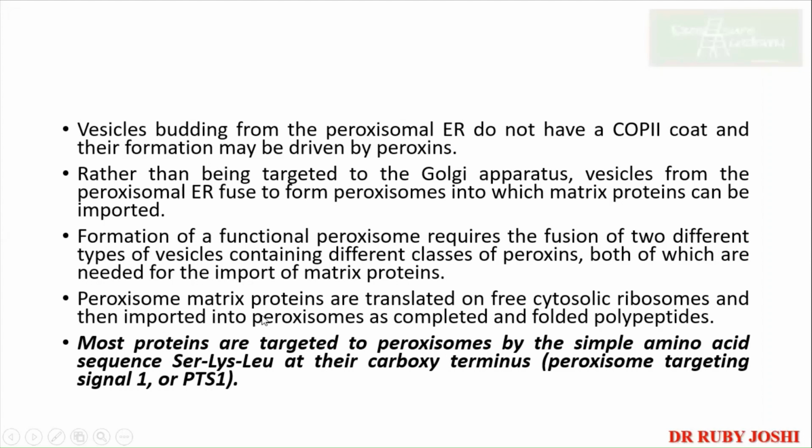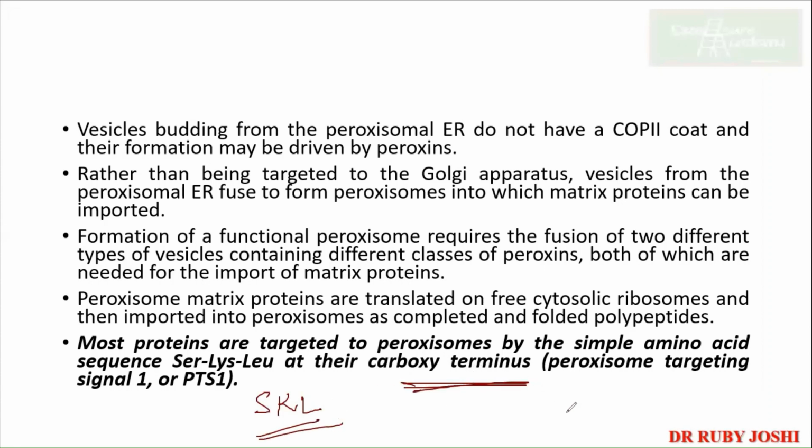Now, peroxisome matrix proteins are translated on free cytosolic ribosomes and later they get imported into the peroxisomes. Now, to get imported into the peroxisomes, again, there is a simple amino acid sequence, okay? This is the signal sequence of peroxisome. It is known as serine, lysine, leucine, okay? This is now your SKL sequence at the C terminus.